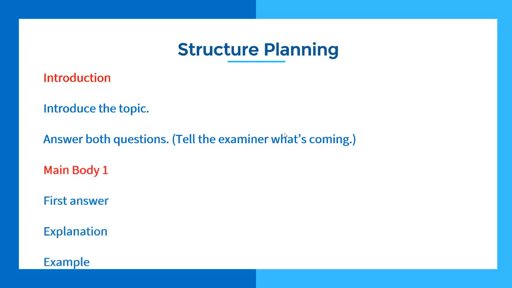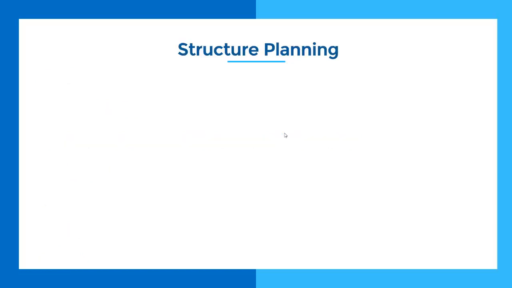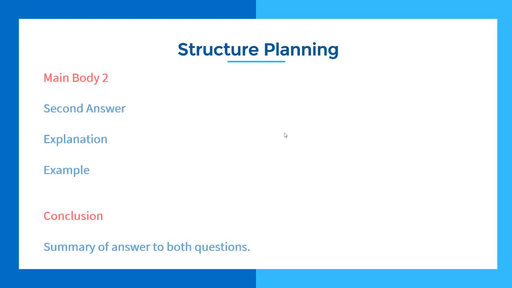Main body one, so you've got two questions. So your first answer, your explanation, and your example. It doesn't need to be any more complicated than that. We'll look at how she made it more complicated, but it doesn't need to be. Main body two, the second answer, explanation, and example, and then a conclusion is just a summary of the answer to both questions.